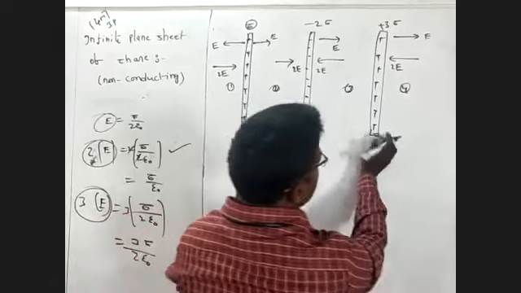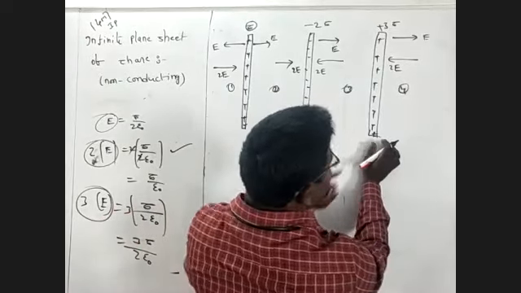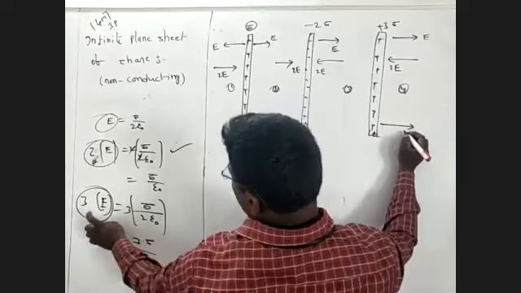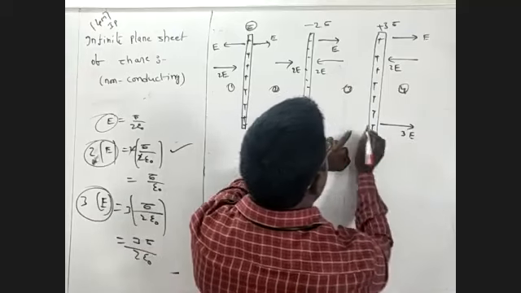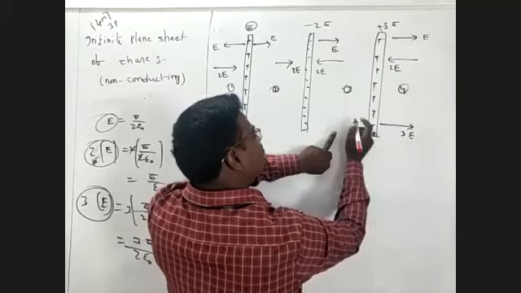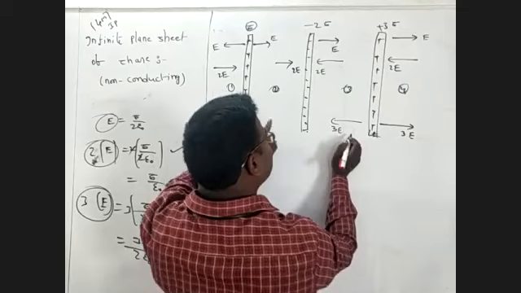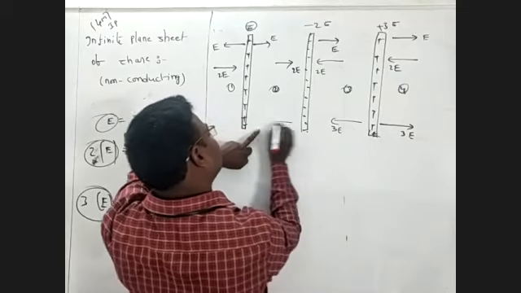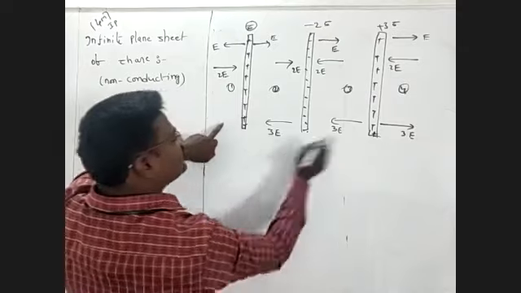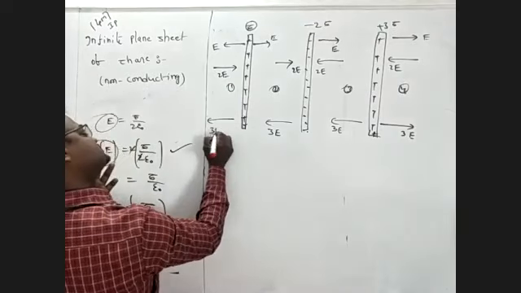Next, the last plate: the direction of electric field is outward, this is 3E. In this region, what is the direction of electric field? This is 3E. At this place the direction of electric field is outward, 3E.